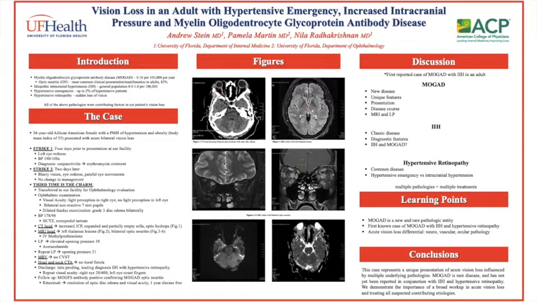Myelin-oligodendrocyte glycoprotein antibody disease, or MOGAD, has an incidence of 0.16 per 100,000 per year. Idiopathic intracranial hypertension, referred to as IIH, another rare cause of acute vision loss, has an incidence of 0.9 to 1 per 100,000 in the general population. Hypertensive retinopathy is a more prevalent loss of vision etiology.